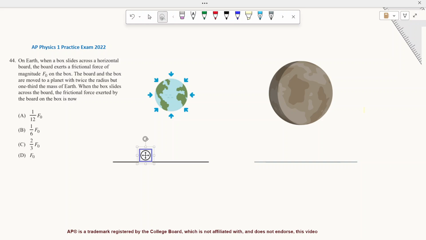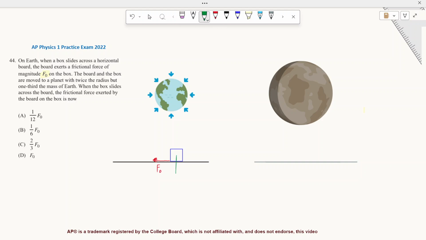Hi, this question is about translational dynamics, and you see that a box is slid on a horizontal board on the earth. When it is slid, it experiences a frictional force equal to F0, according to the question. So it will be against the direction of motion, so that must be in this direction. So this is F0. But what are the other forces that we cannot ignore?